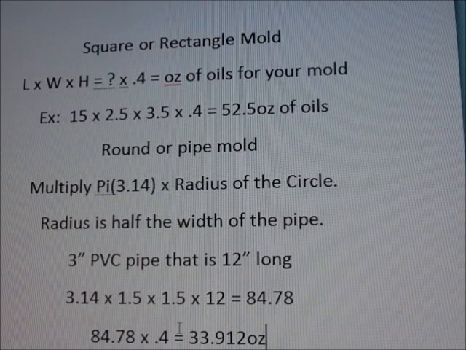Again, let's say you had a 4-inch PVC pipe. So you would use the same pi number and multiply it by 2 by 2 by 12. And that'll give you a number to multiply by 0.4, and that'll give you your total ounces. I hope this makes sense.